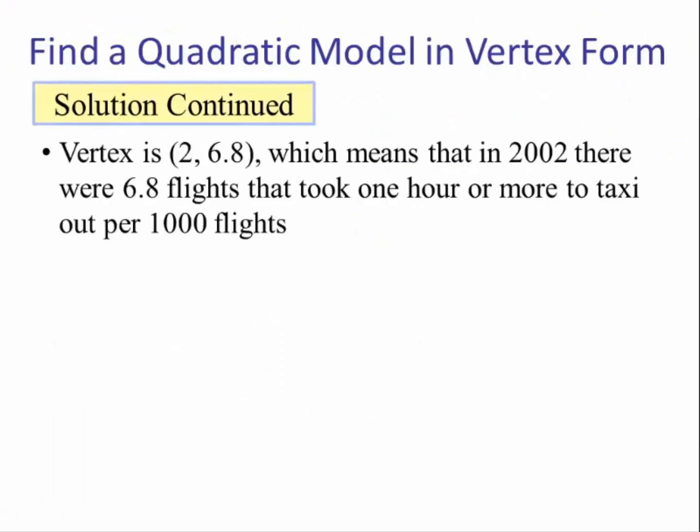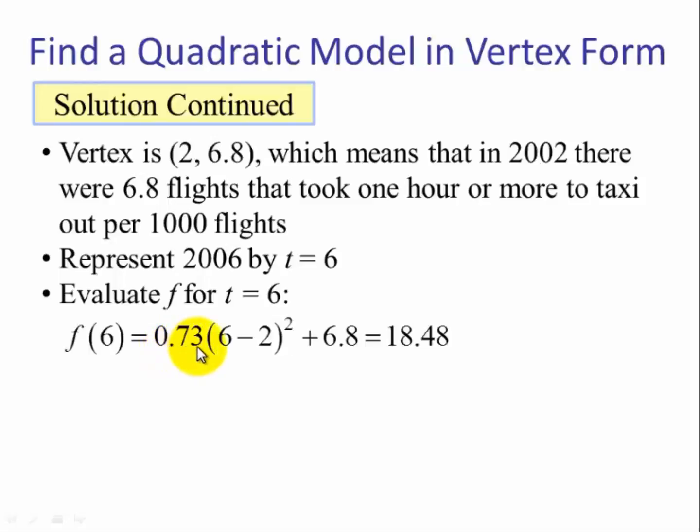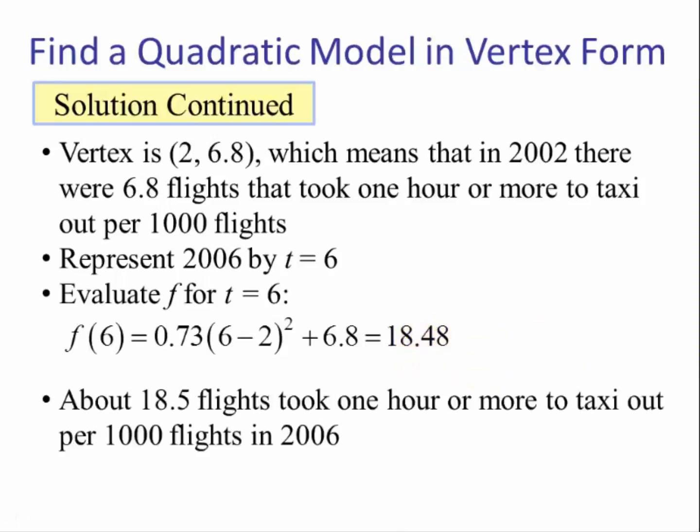Question 2. The vertex is (2, 6.8), which means when t is 2, or in the year 2002, there were 6.8 flights that took 1 hour or more to taxi per 1,000 flights. Number 3, the year 2006 means t is equal to 6. So using our model, we want to evaluate f when t is 6. So we have 6 minus 2, quantity squared, times 0.73 plus 6.8. This gives us a value of 18.48. So about 18.5 flights took 1 hour or more to taxi out per 1,000 flights in the year 2006.